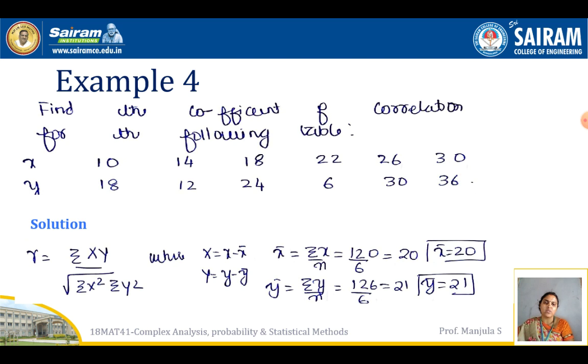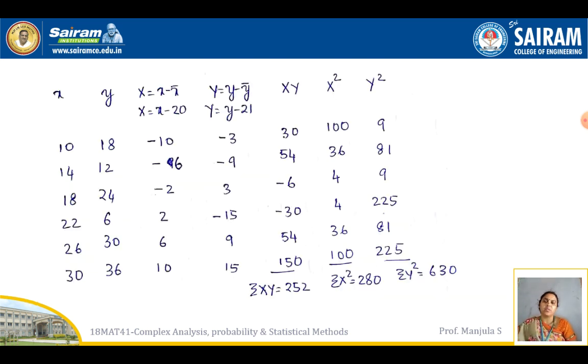So x bar is 20. Similarly, y bar is summation of y divided by n. 126 divided by 6 means y bar value will become 21. Now we'll go for constructing the table. So the given x and y values, you just substitute in the first column and second column. In the third and fourth columns, we'll find the capital X and capital Y values. Capital X is x minus x bar, that is x minus 20. Next, capital Y is y minus y bar, that is y minus 21. So capital X, capital Y values.